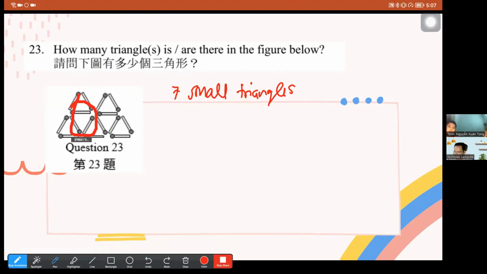Okay, can you let me annotate first? Can you erase your annotation? I'm the only one allowed to annotate.